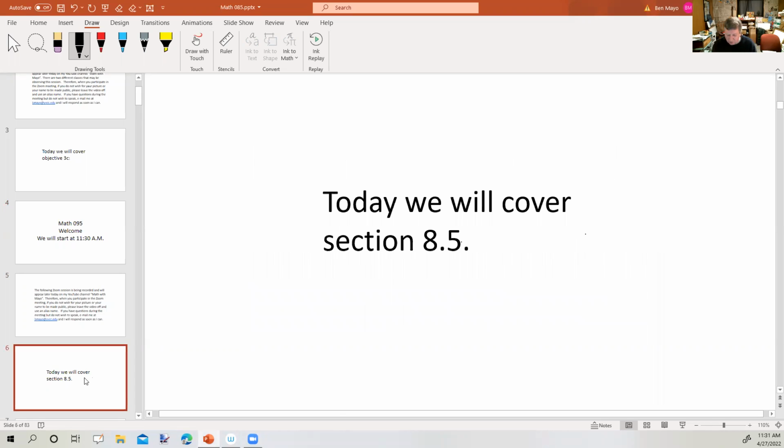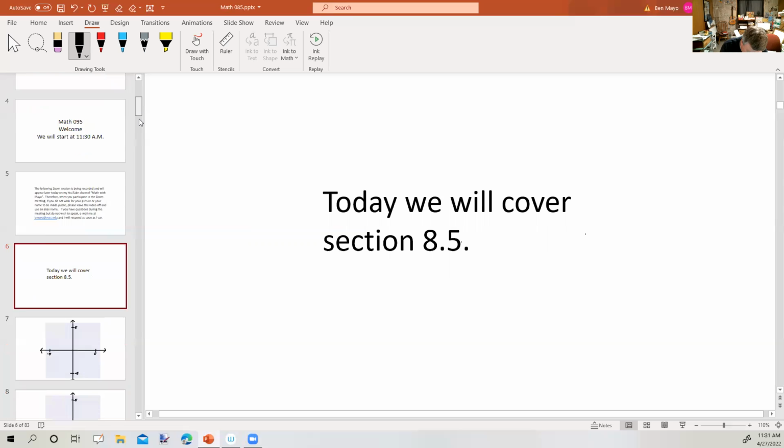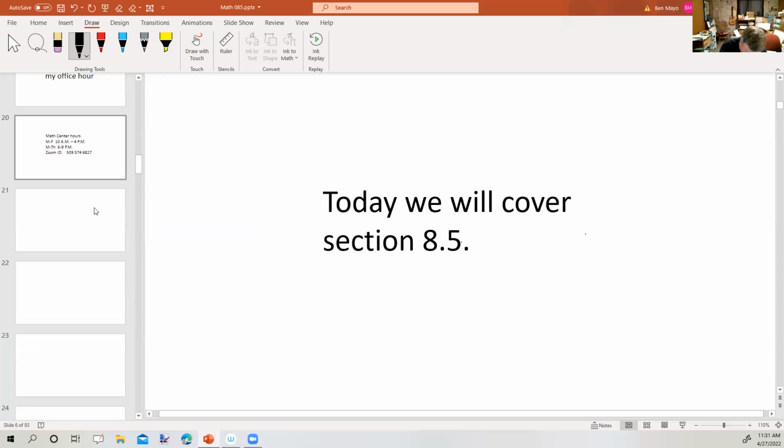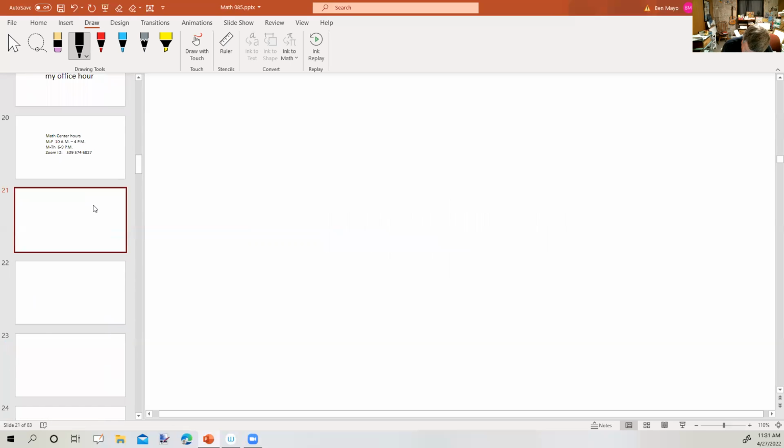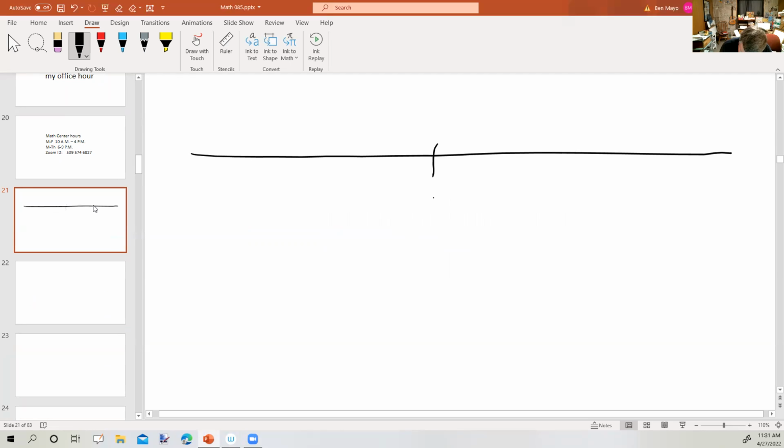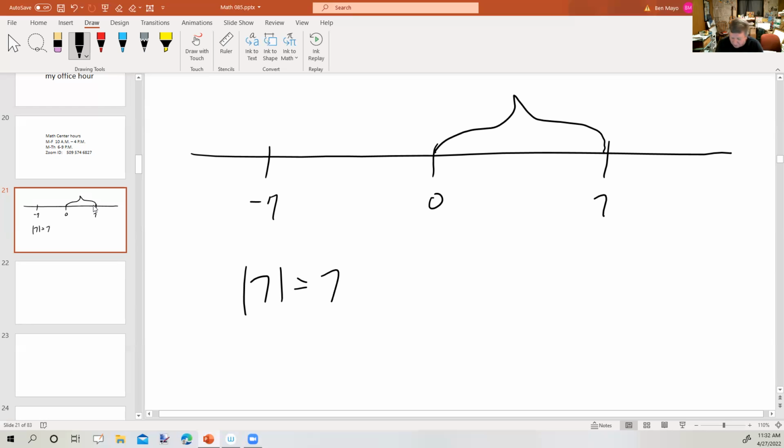All right, so today we're going to go on and take a look at section 8.5, solving absolute value equations. So let's start off by reviewing the whole idea of absolute value. The absolute value of a number is the distance from that number to 0 on the number line. From 7 to 0 on the number line is 7 units. So the absolute value of 7 is 7.